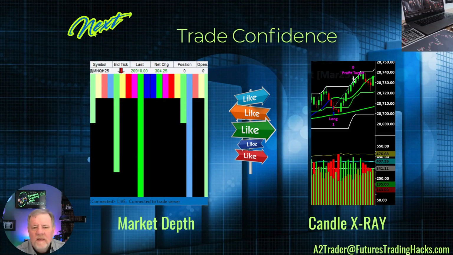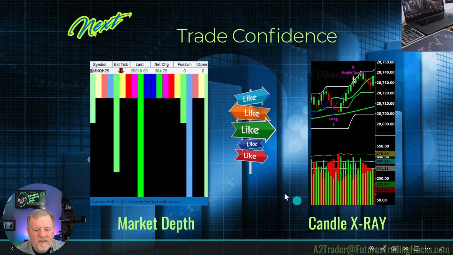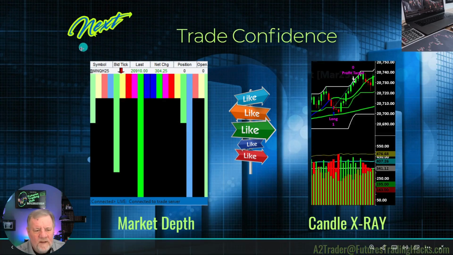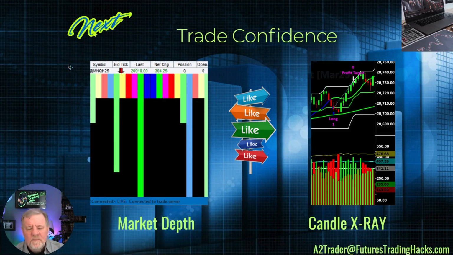Okay, coming up, we have got the next two episodes defined. The next episode is going to be about market depth, which is what we see right here on the left-hand side. Market depth and the candle X-ray are both tools that I use to make sure I have confidence in the direction of my trade. What I want to do first is build confidence. These two indicators are awesome when it comes to building confidence for a trade that you're in.